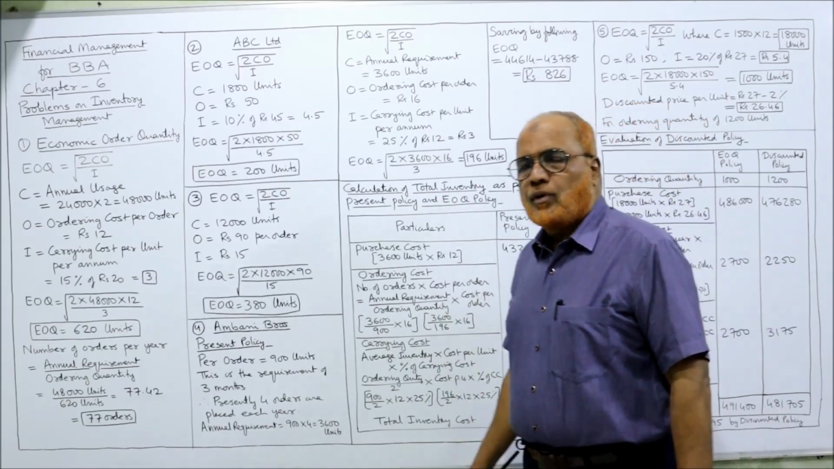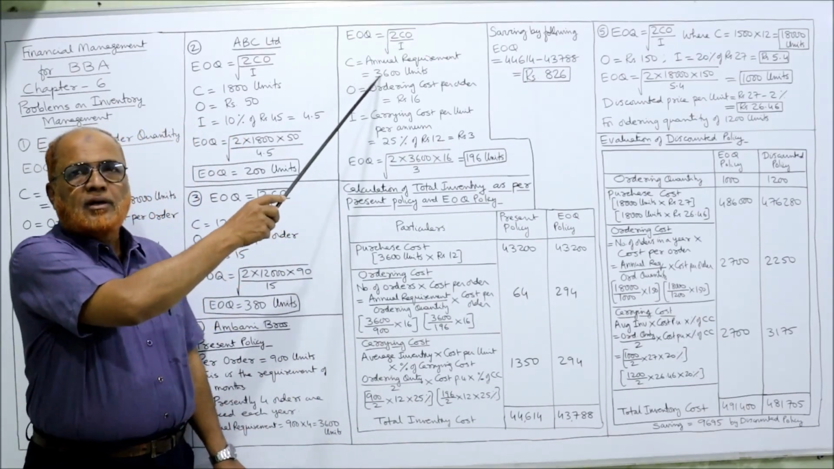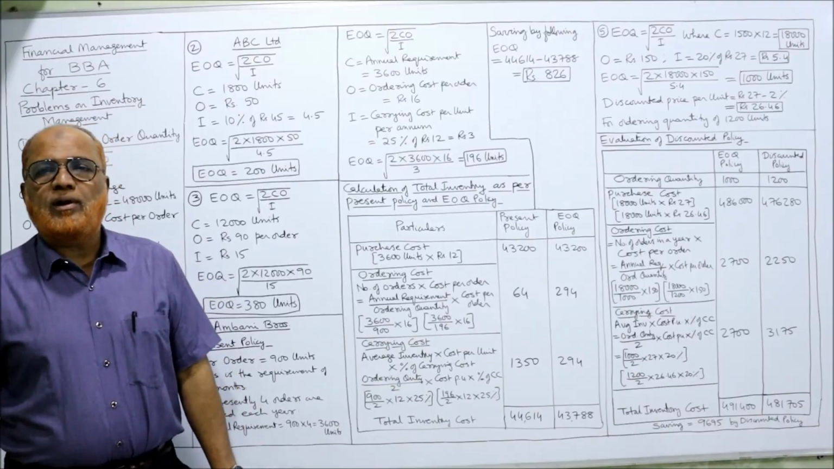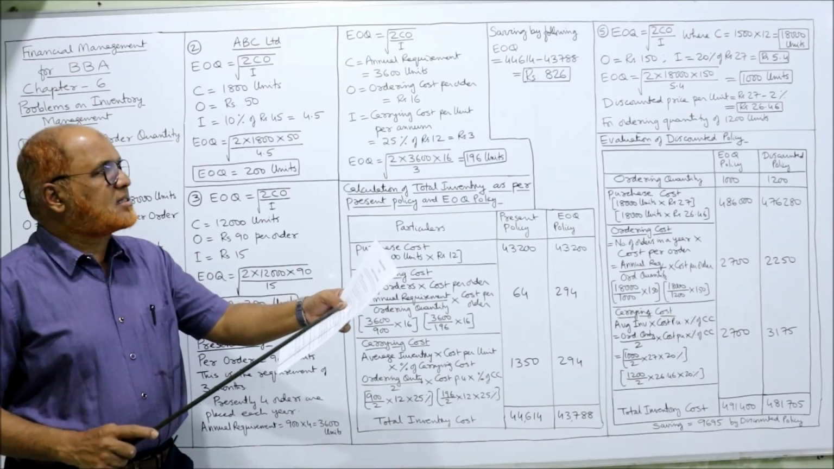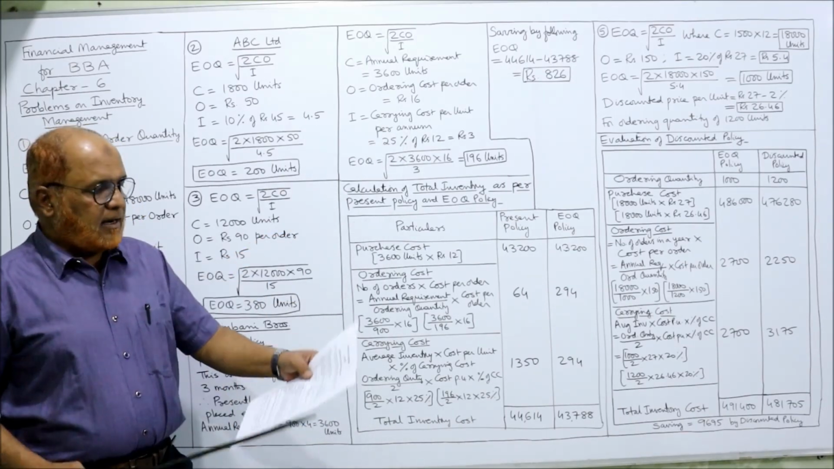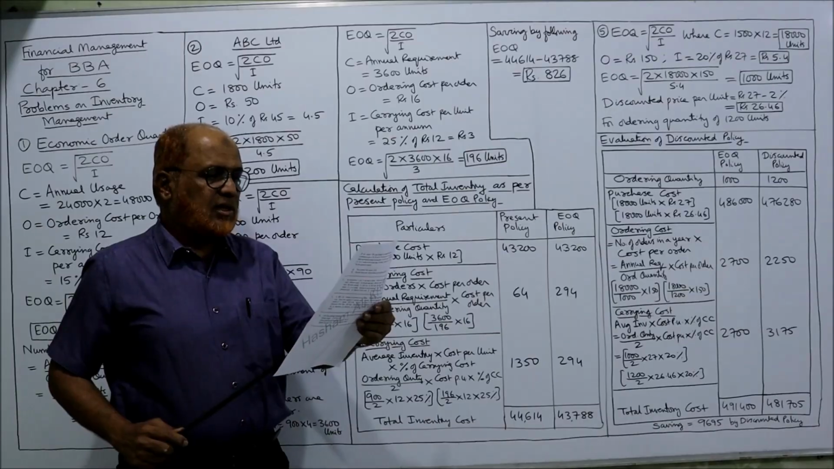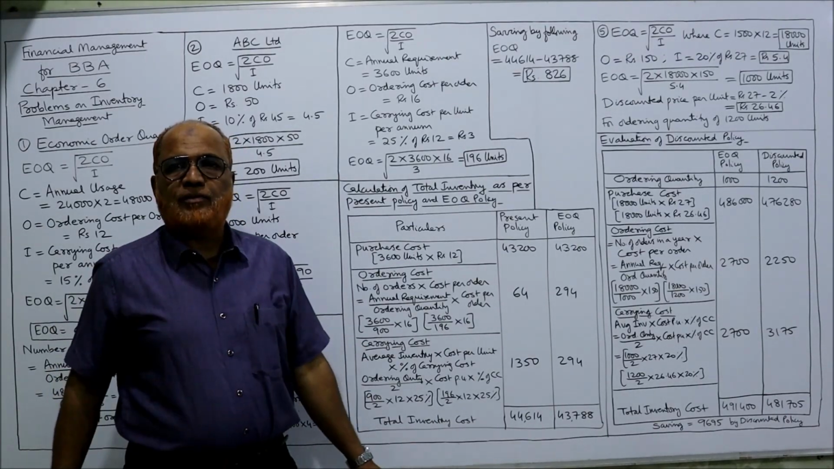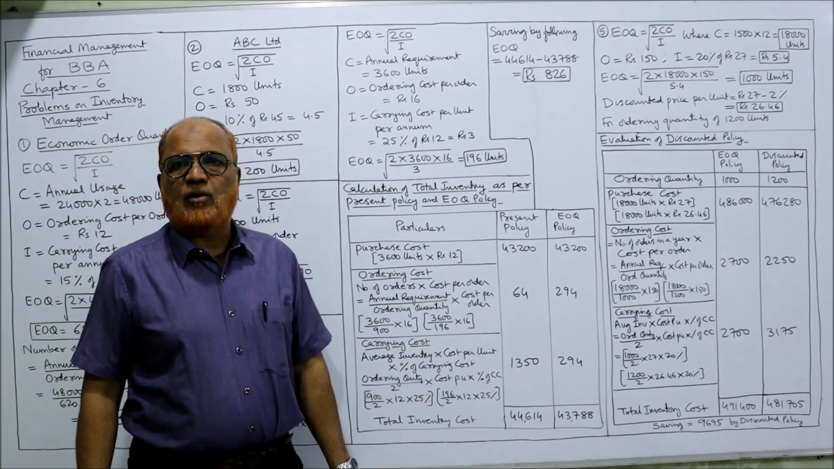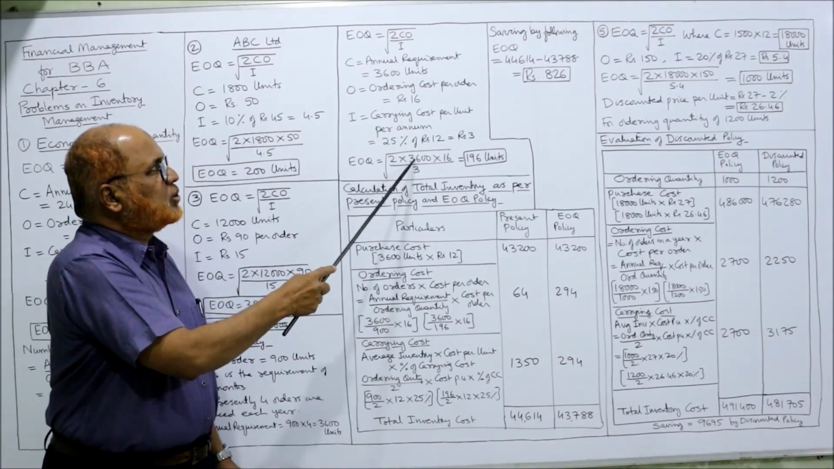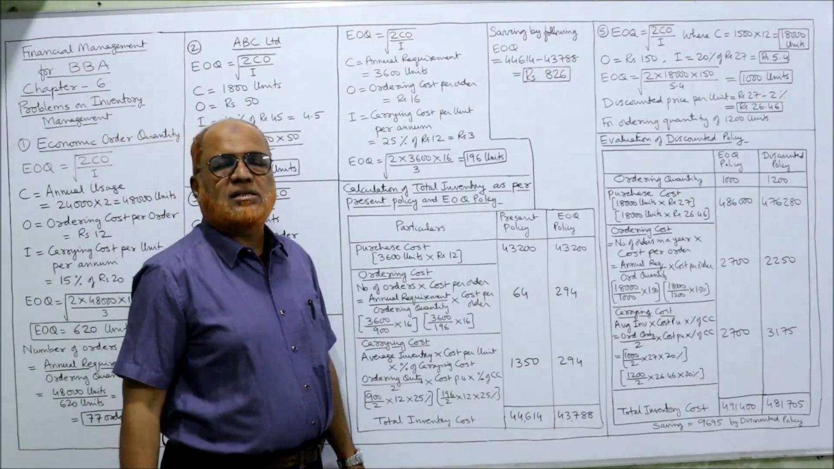Now we calculate EOQ. Already in 2-3 problems we have applied the formula root of 2CO by I. First of all, C, the annual requirement, is 3600 units. Ordering cost per order is given in the problem, 16 rupees. And the carrying cost is given in the problem, 25% per unit. So what is the per unit cost here? Per unit cost is 12 rupees. So 25% of 12 is 3 rupees. So we get 2 into 3600 into 16 divided by 3 under root, 196 units.